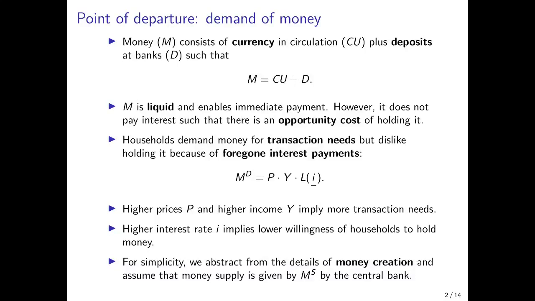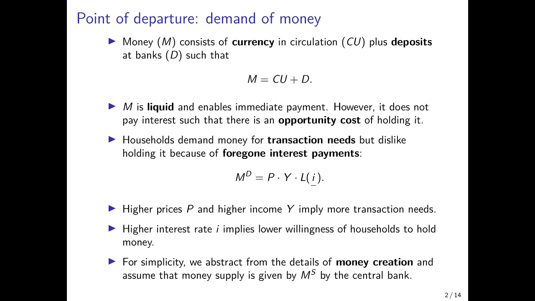Now, first of all, we note that money, which is typically denoted by M, consists of currency in circulation, CU, which is the banknotes and coins with which people pay, plus deposits at banks, D, that can be used for immediate payment. So the definition of money is basically that it's liquid and enables immediate payment. However, it does not pay any interest.